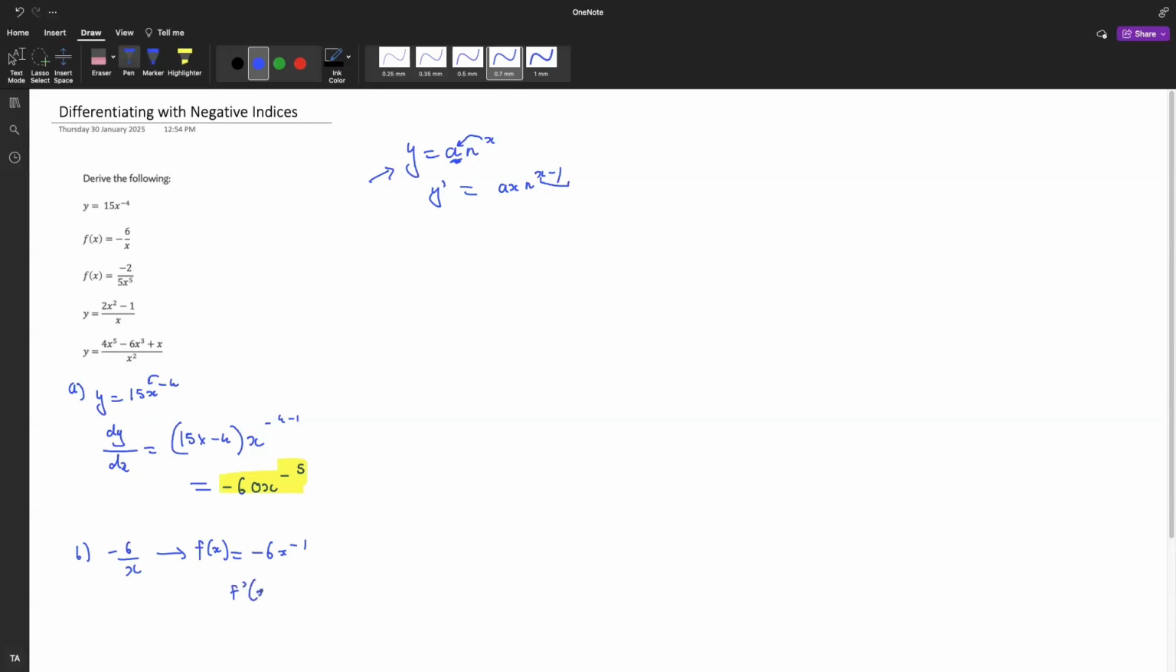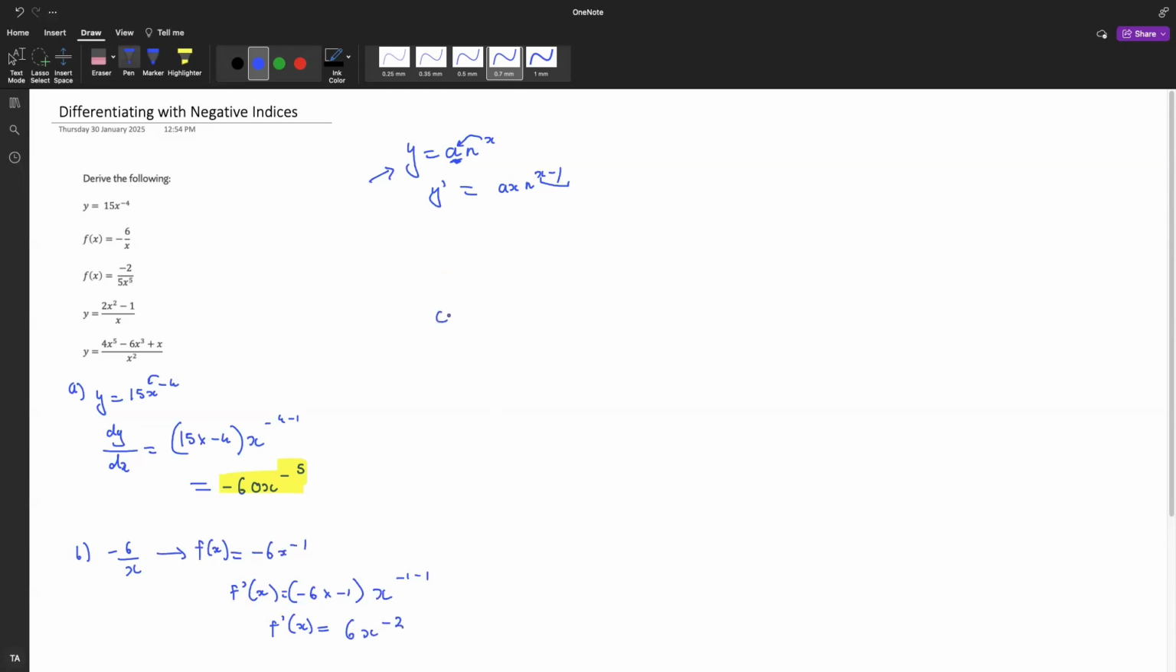So f dash of x is equal, again, we'll bring the -1 to the front. So we have -6 times -1, and x to the power of -1 minus 1. Okay? F dash of x is equal to that. So f dash of x is equal to -6 times -1, which is just 6, x to the power of -2.